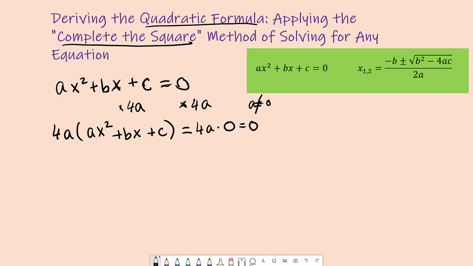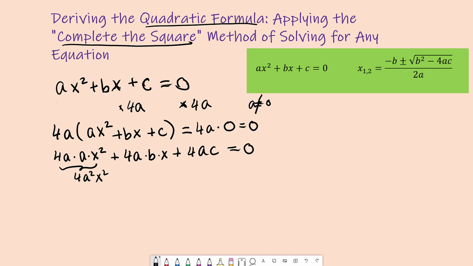What happens on our left side? Let's open these parentheses using the distributive property. So we multiply 4a by each of the items inside the parentheses. So we get 4a times ax squared plus 4a times bx plus 4ac equals 0. Okay, so what do we see here? Our first term here is 4a squared x squared.